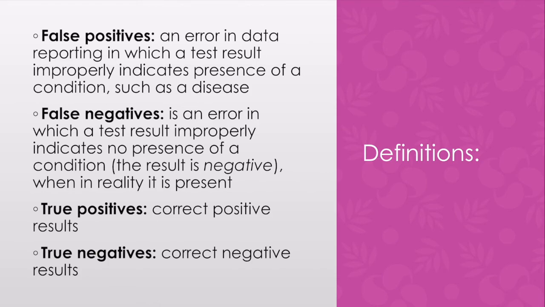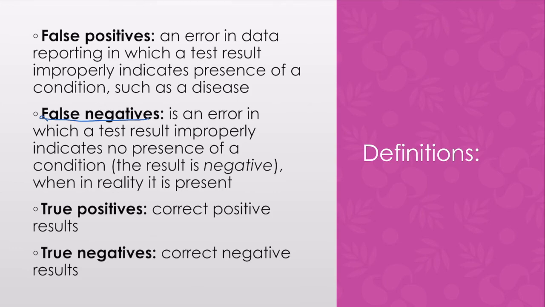False negatives would be an error in which a test result improperly indicates no presence of a condition. The result is negative when in reality it is present. So let's say I went and got a COVID test and it came back negative and it was a false negative. That means they tell me I don't have COVID, but I actually do. And that could be pretty detrimental, right? If I don't think I have COVID, then I could not be quarantining, I could be going out, and that would be more dangerous not only to myself, not knowing I'm sick, but to those around me. So false negatives can be really detrimental.